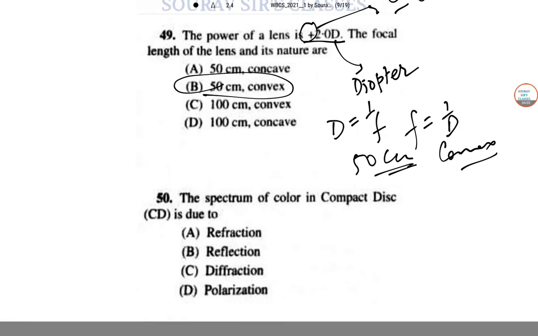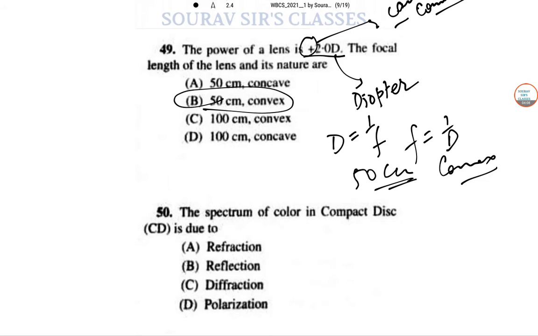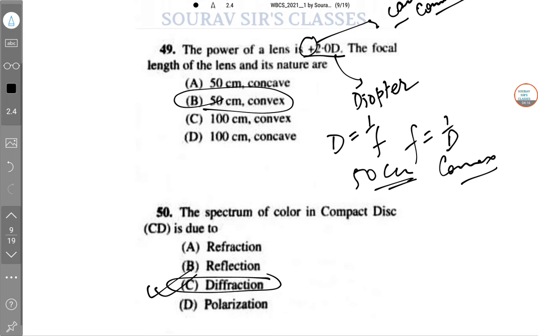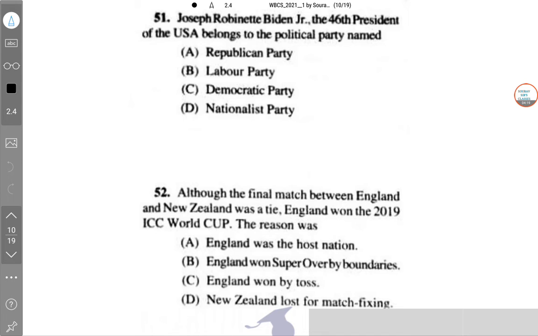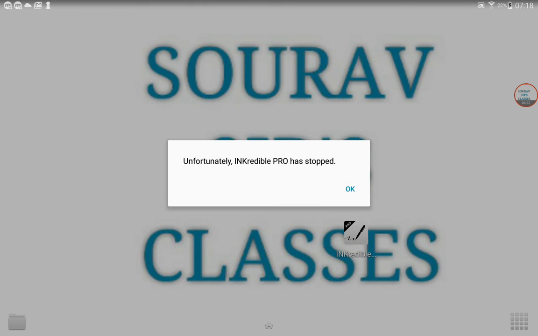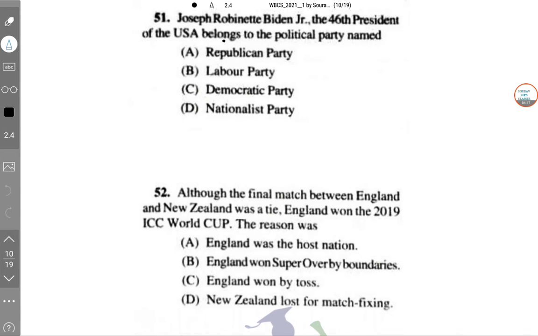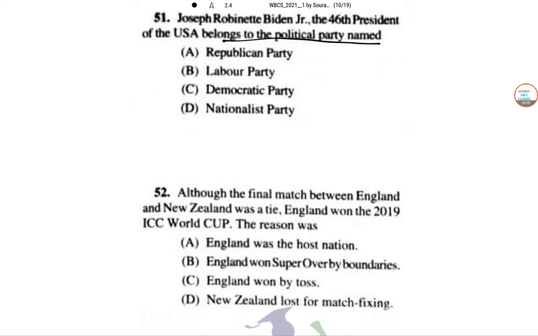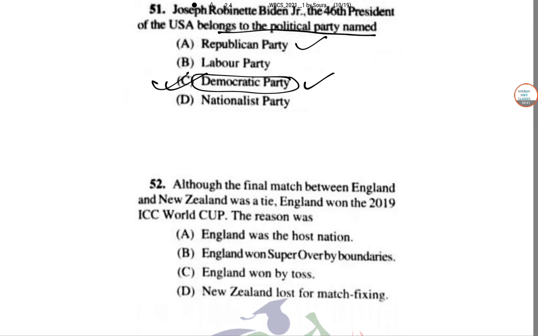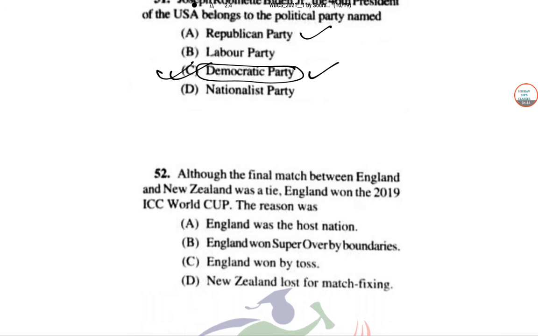Next is the spectrum of color in a compact disc is due to, you have seen it in school days or previous days. So this is diffraction happening. Okay. Next, 51. Joseph Robinette Biden Jr., the 46th president of the USA, belongs to the political party named, you all know this. This is the Democratic party. In USA there are only two parties, Republican and Democratic, and the answer is Democratic. Okay, Joe Biden, so this is the full name.